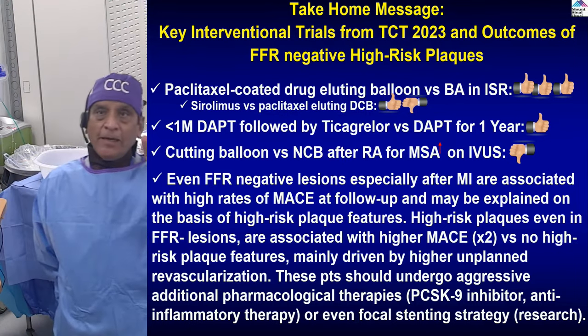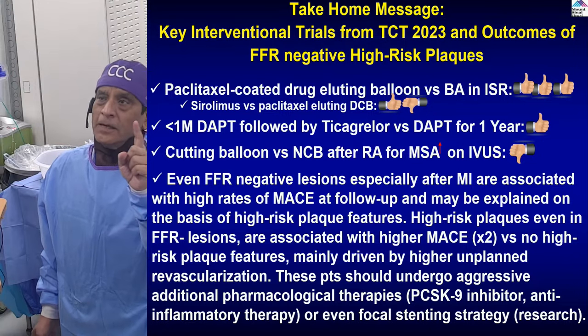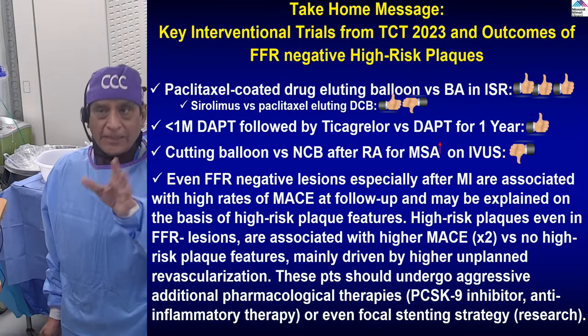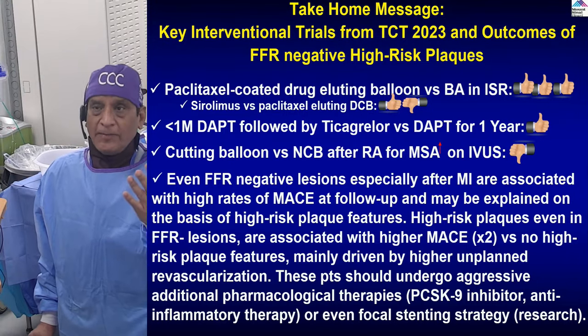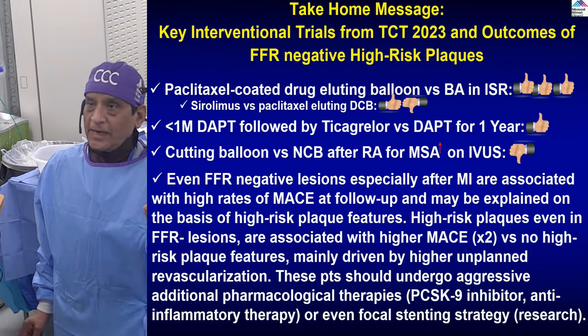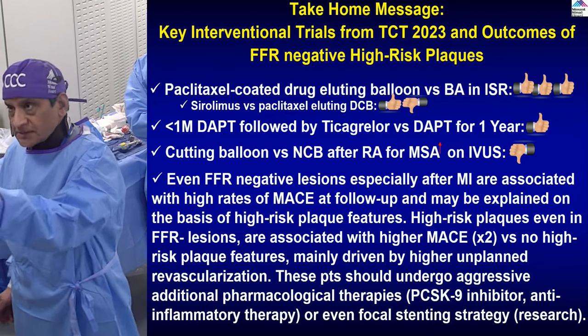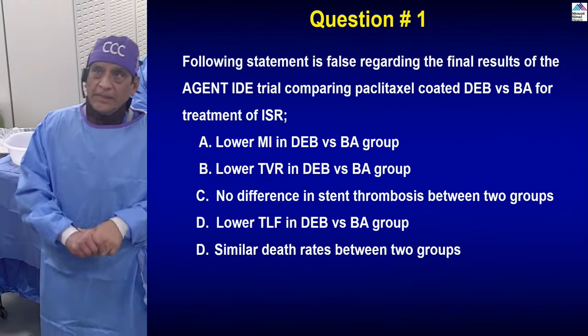PCSK9 inhibitors were used in 1% of these cases in the current trial. PCSK9 inhibitors, anti-inflammatories, particularly colchicine. Colchicine is being used as an anti-inflammatory or as an antiplatelet therapy, as I showed last time. Or even a focal stenting strategy, but that's a research aspect, the trials which I showed you. So with that note, we'll just come to our three questions.